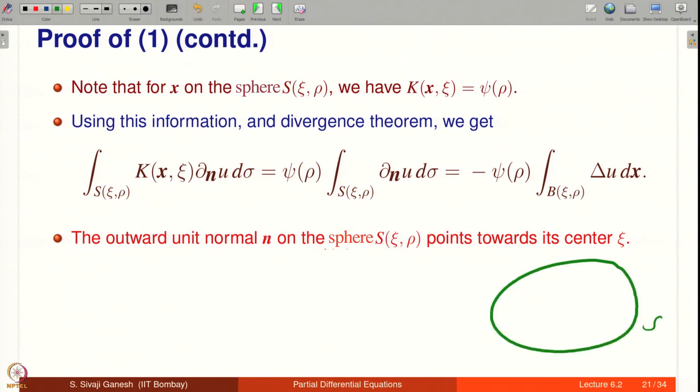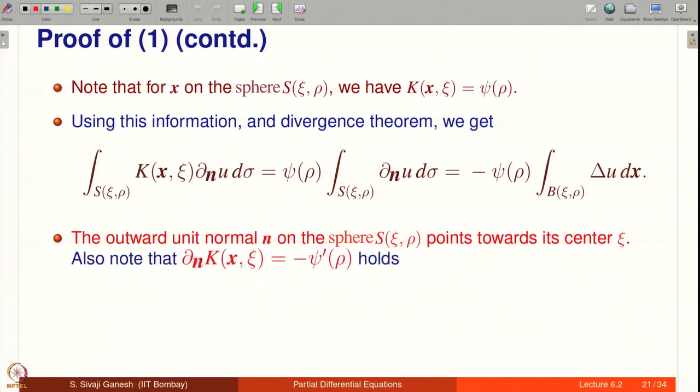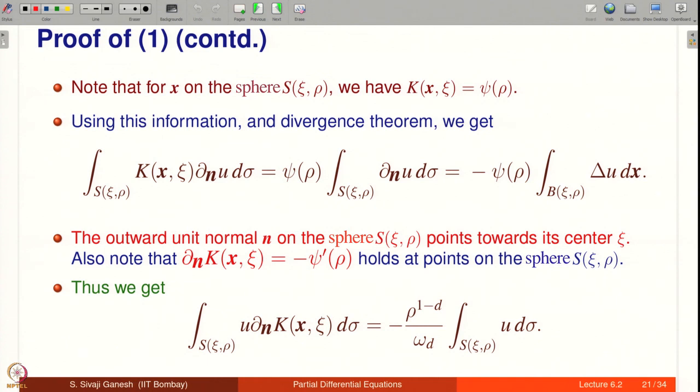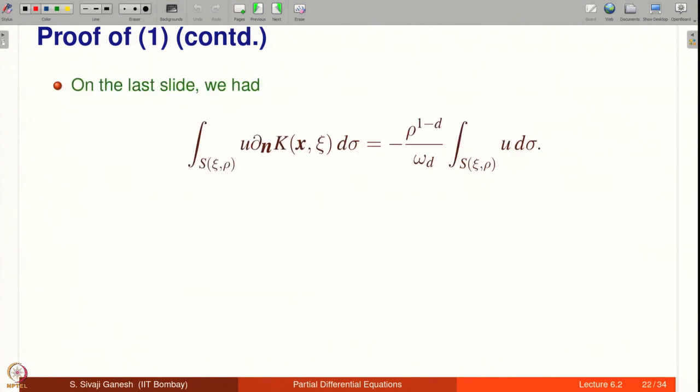Let us see our picture, this is our omega and inside that we have removed a ball. Our domain is really this one. If you take a point here, on this side, it is the inside pointing normal, so this is not the one. This is the one which is outward pointing, and therefore it is towards the center of this ball. Also note that dou n k of x, xi is nothing but minus psi dash of rho, which holds at points on the sphere S of xi rho. Thus, we get the integral of u dou n k equal to minus rho power 1 minus d by omega d times the integral over the sphere of u d sigma. So, on the last slide we have proved this equality.